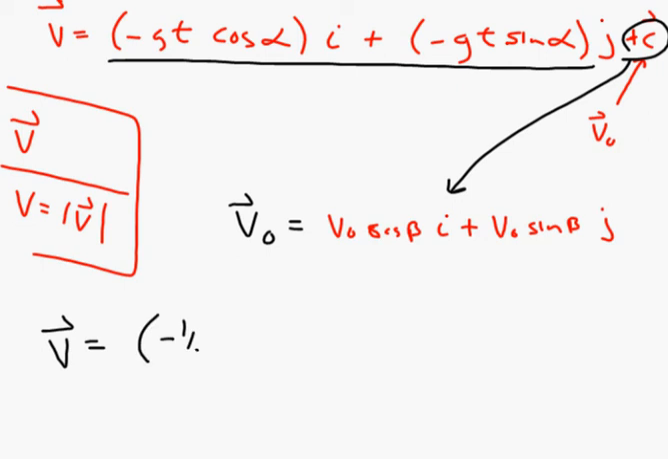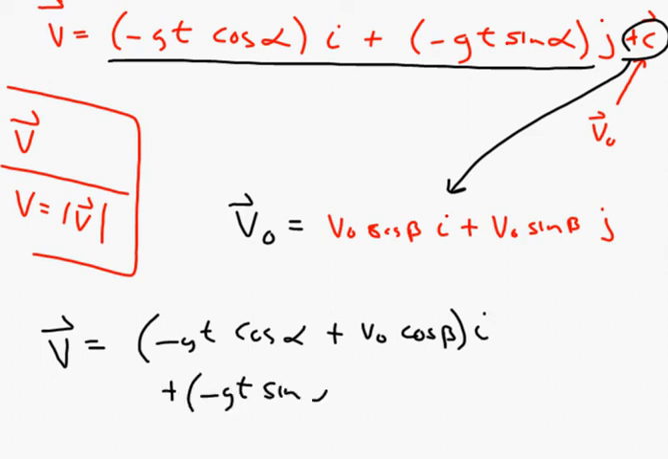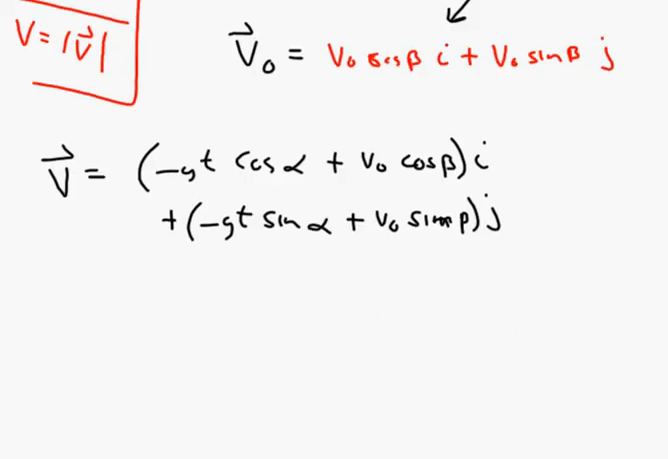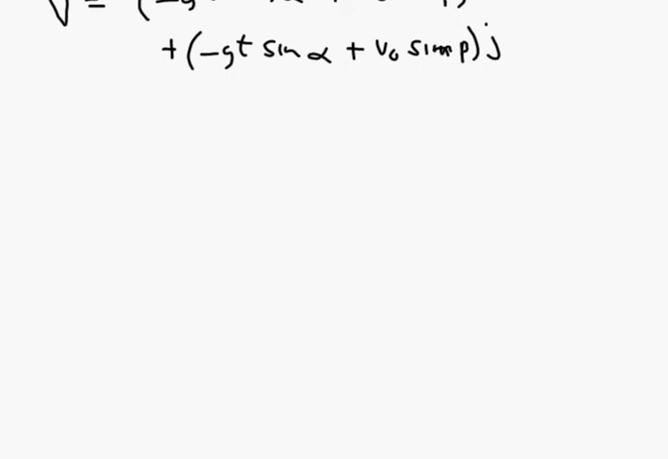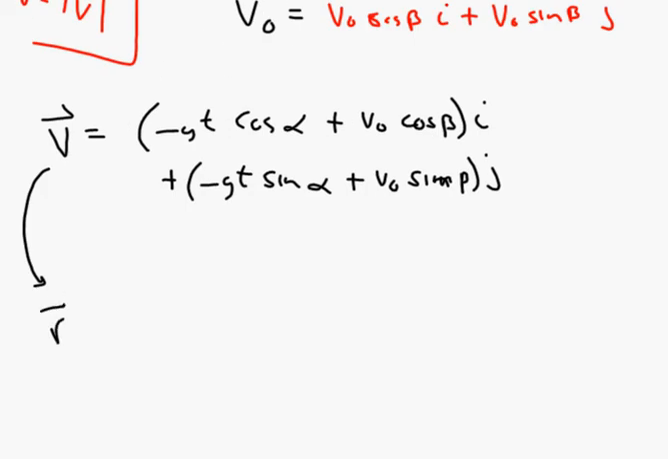So we get something that may not be so pleasant to look at. Let's see. Negative a half gt squared cosine alpha. Oh, no, hold on. I'm going ahead of myself here. It's negative gt cosine alpha plus v0 cosine beta i plus negative gt sine alpha plus v0 sine beta j. All right, good. So one more antiderivative and we're going to be there. We'll be at our position function. So let's do that. We'll call this vector r.